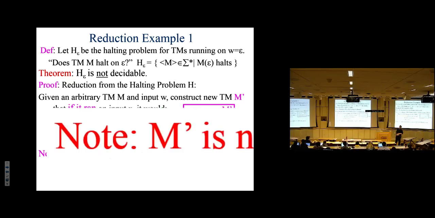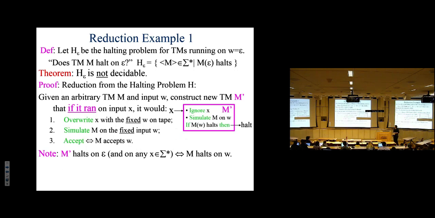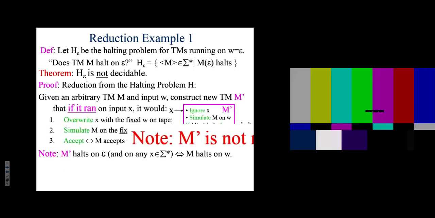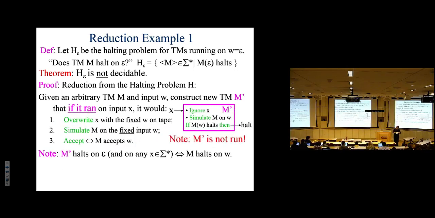What an arbitrary machine does on the empty string, okay? And here I'm emphasizing that we're not running M prime. We're compiling it and then feeding it to the oracle, and the oracle is supposed to tell somehow. The oracle may or may not run it, it's up to them. We don't want to make that assumption of what the oracle does or doesn't do, just that it's always right.